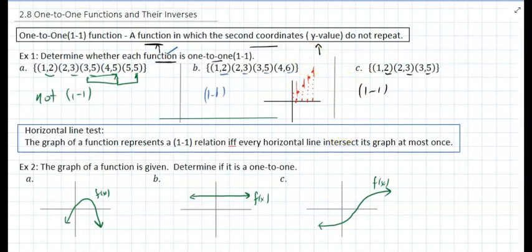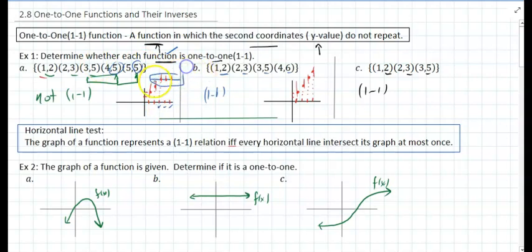If I look at the problem that wasn't one-to-one, and I look at it graphically, I'll notice the points 1, 2, 2, 3, 3, 5, 4, 5, and 5, 5. I notice they satisfy the vertical line test, but one y, namely y equal 5, has multiple x's.